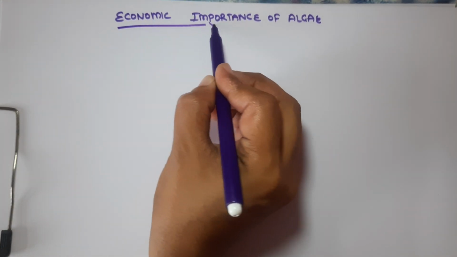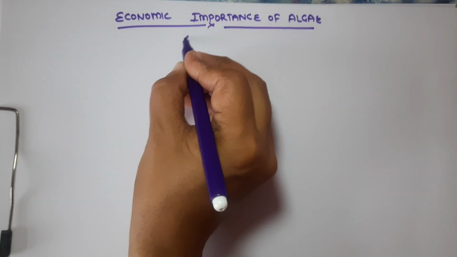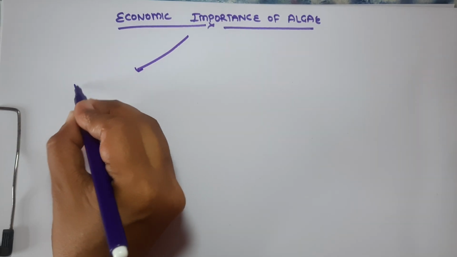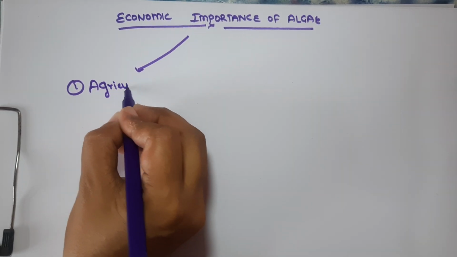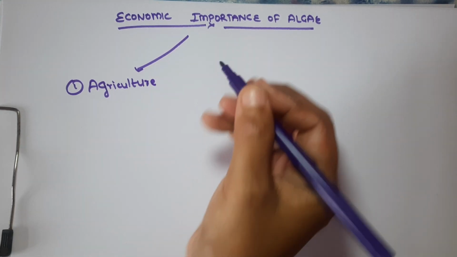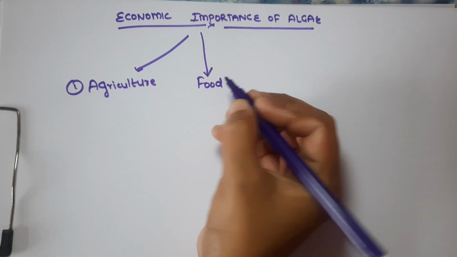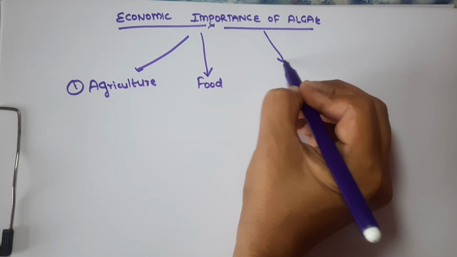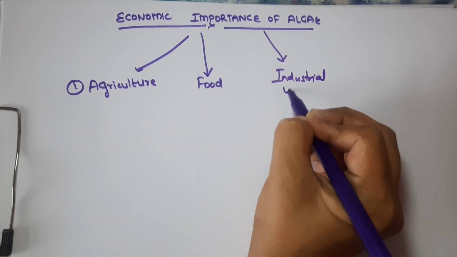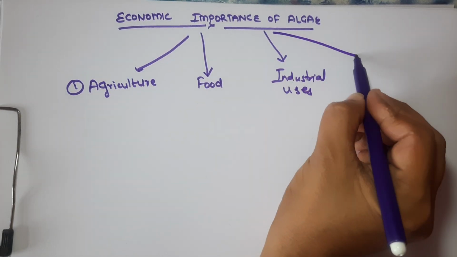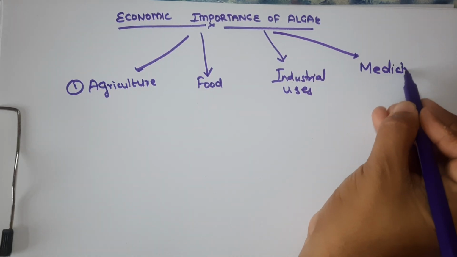Now if we talk about the economic importance of the algae, there are four important roles of the algae. They are used in agriculture, in food and the food industry. They also have industrial uses, and some species also play a role in medicine. Let's quickly make a note on this.